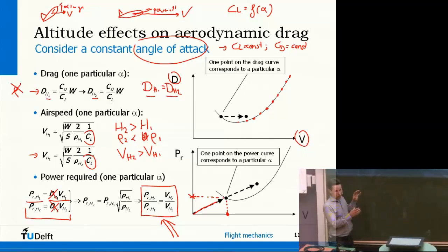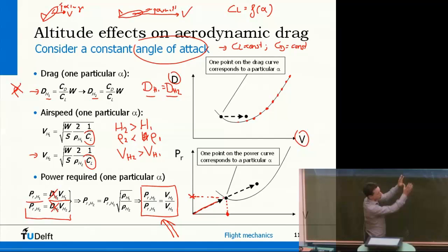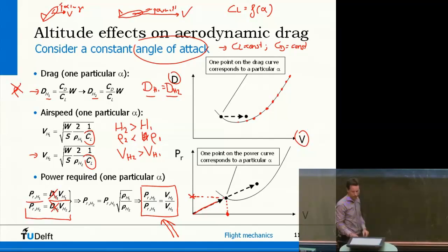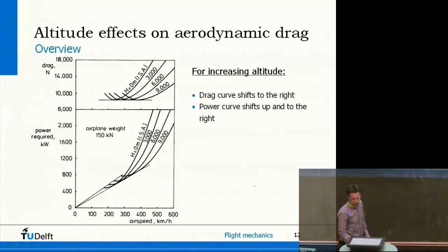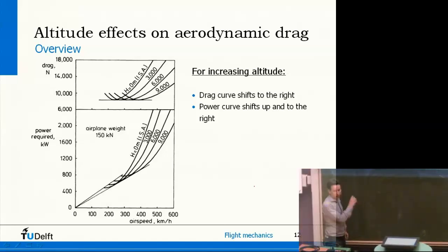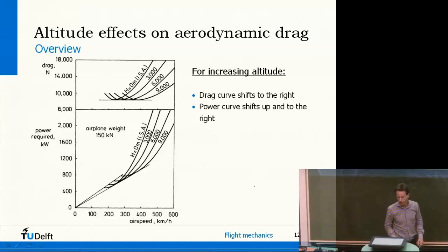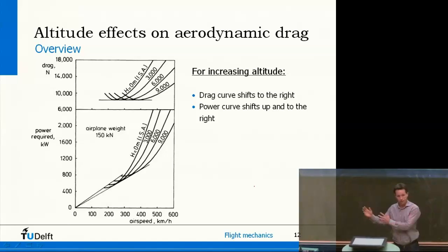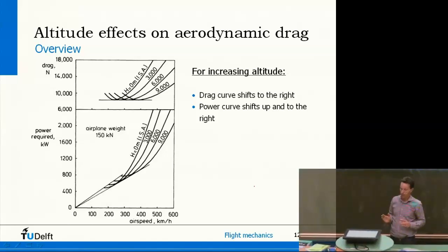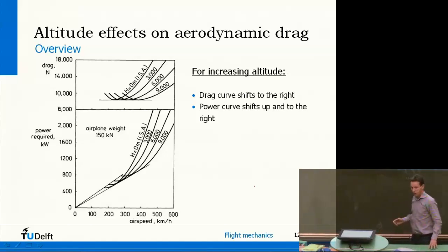So what does that mean? That means the whole drag curve is going to shift to the right, and the whole power curve, all the points are going to go upwards and to the right. So this is a diagram for an actual aircraft, and now you see curves for several altitudes. It starts at 0 meters in the international standard atmosphere, and we go up to 9,000 meters. So the drag curve is simply shifted to the right, and the power curve is going upwards and to the right. And that's what happens to aerodynamic drag and power.